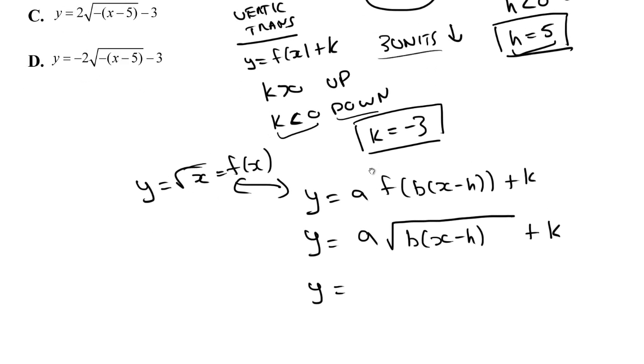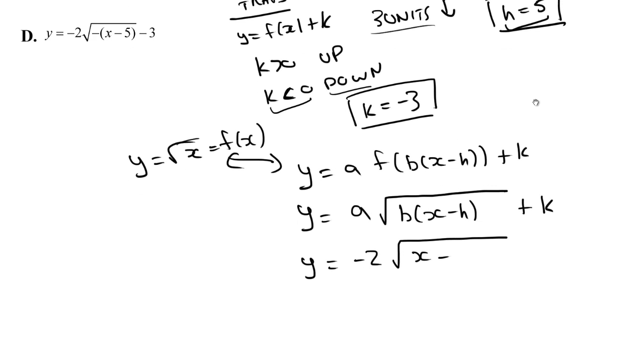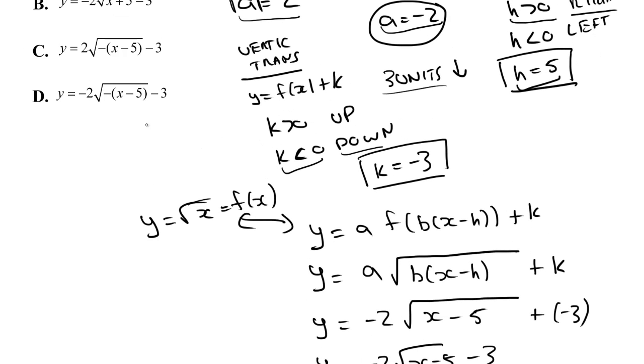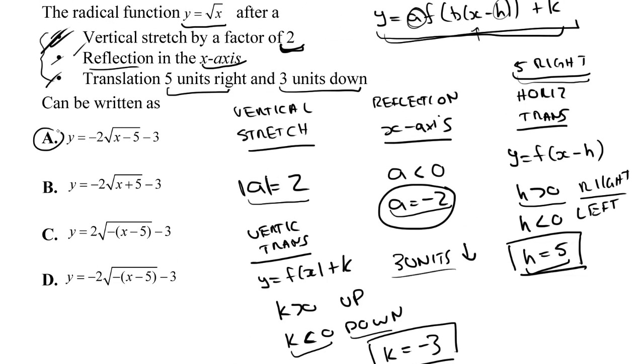Our a value, we said, was negative 2. Our b was just 1. We didn't have anything there, we just have x. Our h value is equal to 5, and our k is equal to negative 3. So that's y equals negative 2 times the square root of x minus 5, minus 3. If we look up here, we can see the correct answer is going to be A.